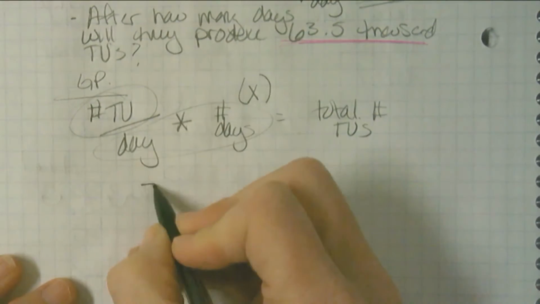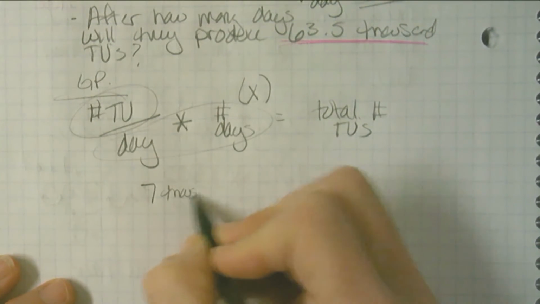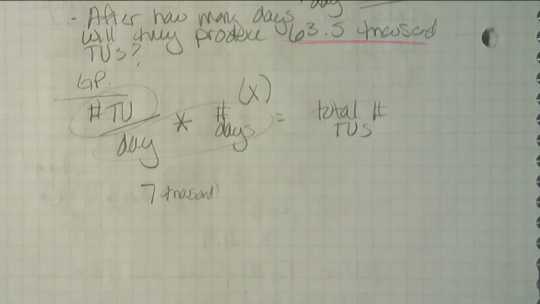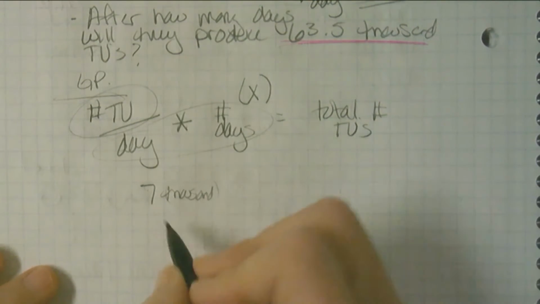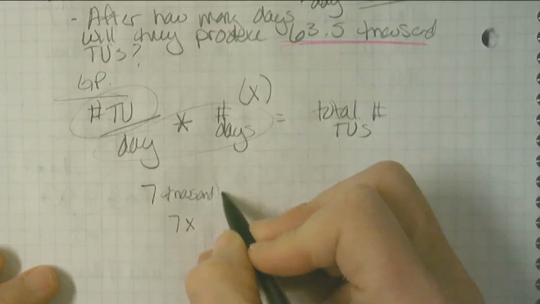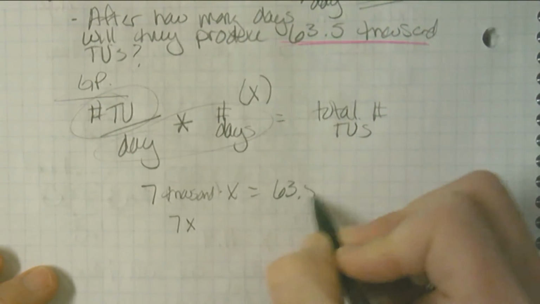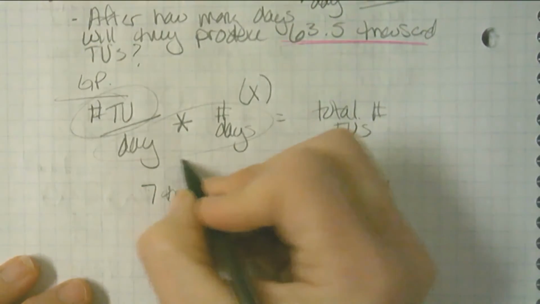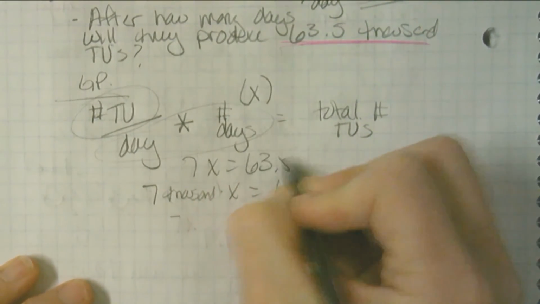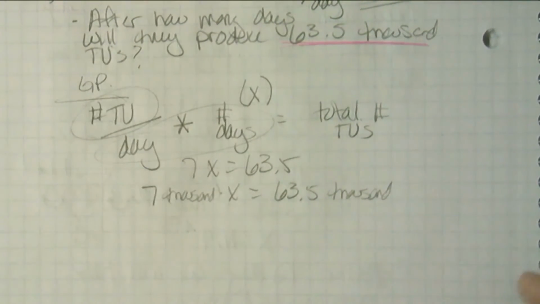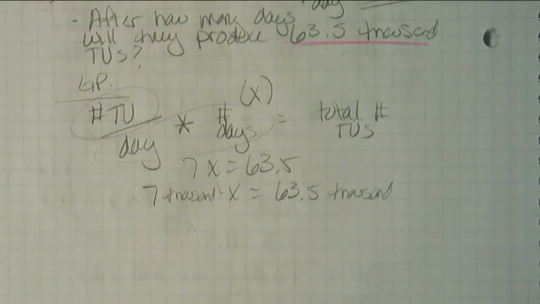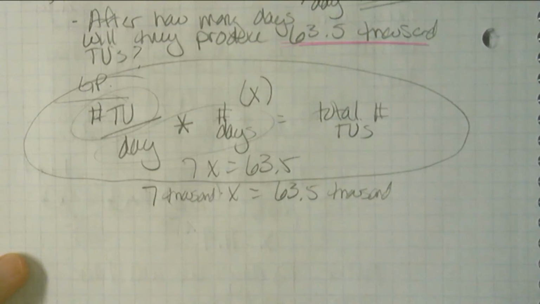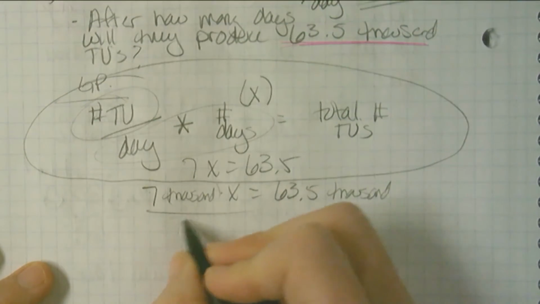All right, so I have 7,000. You don't necessarily need to write the word thousand, but I'm going to show you why. You can just leave it as 7x. 7,000 times x is equal to 63.5 thousand. All right, so really all you need is 7x equals 63.5. But I want to show you what happens to my thousands. So you guys can trust me that you don't need to write the thousands down. All right, so here's my game plan. Here's my equation. Now I'm going to divide both sides by 7,000.